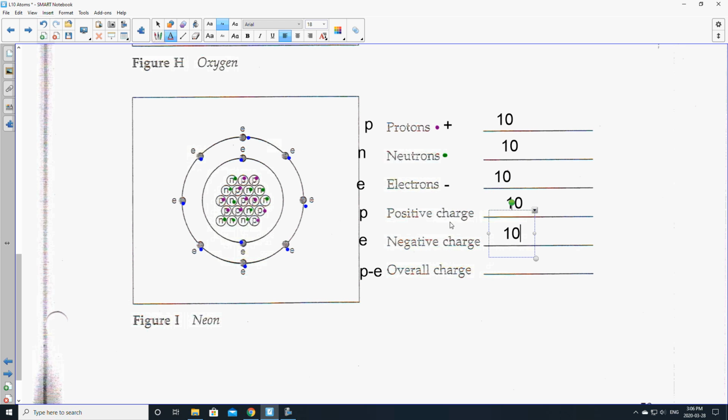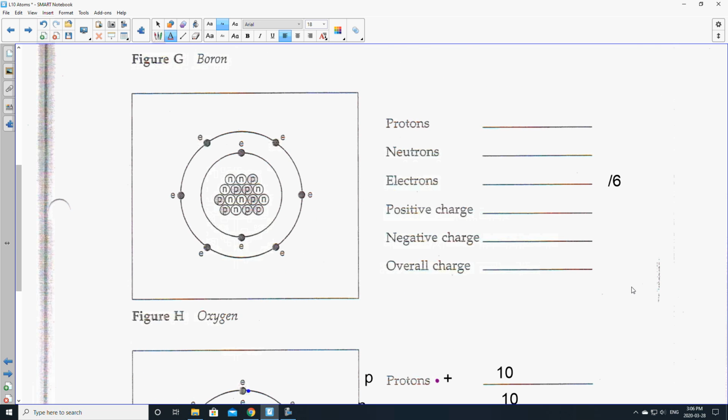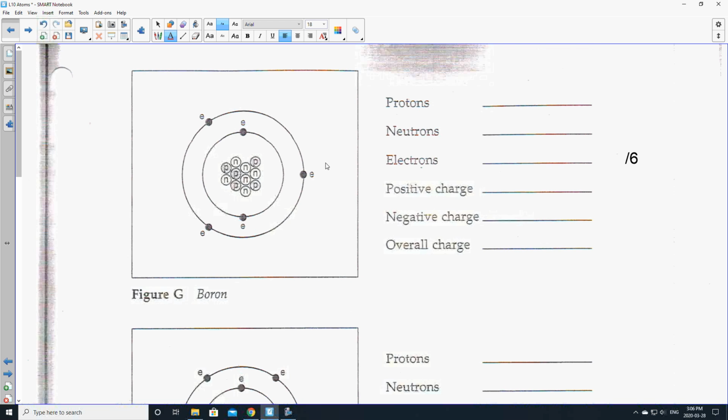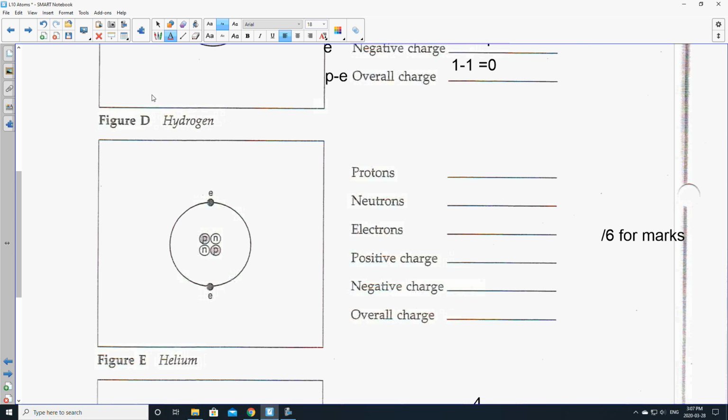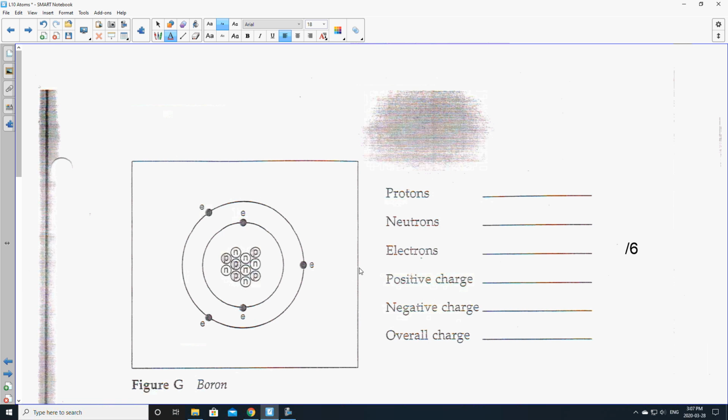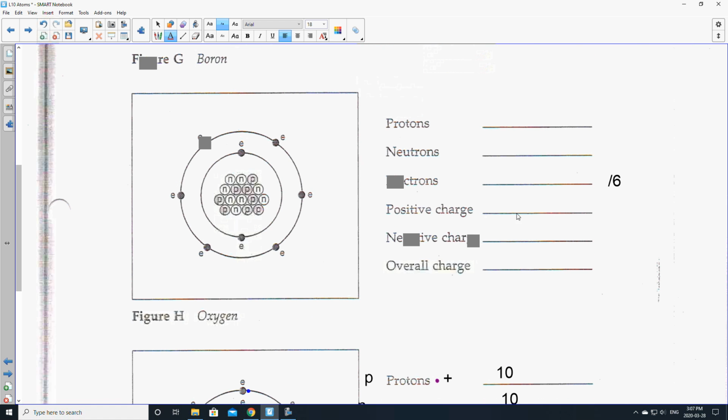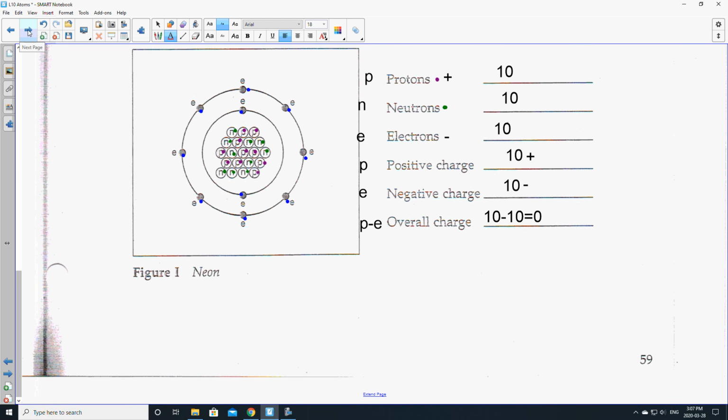And so the overall charge is going to be 10 plus. If it helps, we can even write down 10 plus, and then 10 minus. So if I have positive 10 and negative 10, then it's positive 10 minus 10, which is overall still a 0 charge. Okay, so please everyone, pause this video, do question E for 6 marks, do question G, boron, for 6 marks, and then question H for 6 marks as well. Once you're finished that, you can move on and keep playing this video.